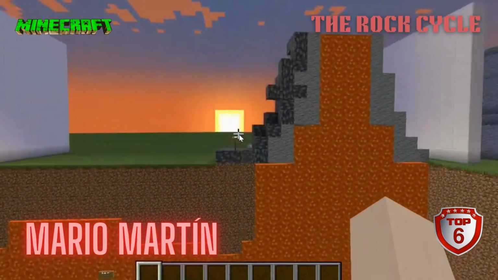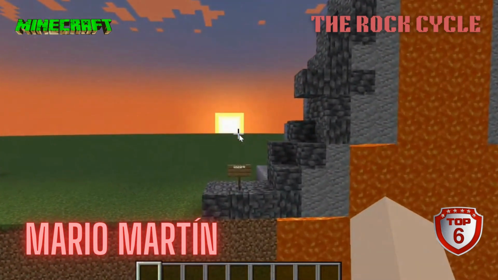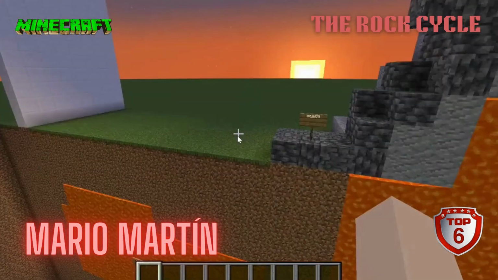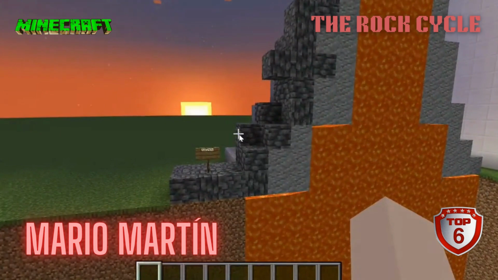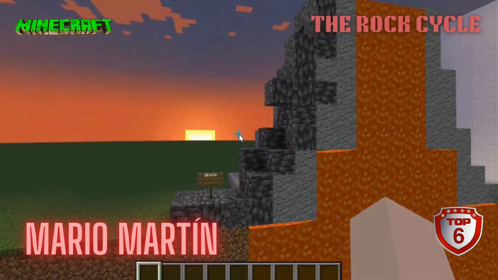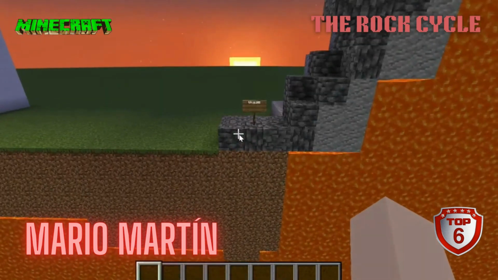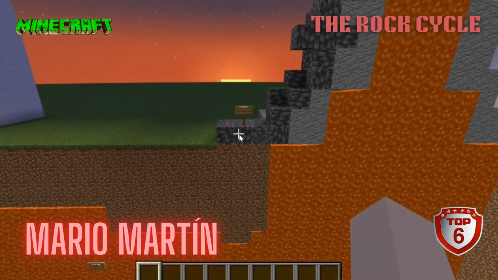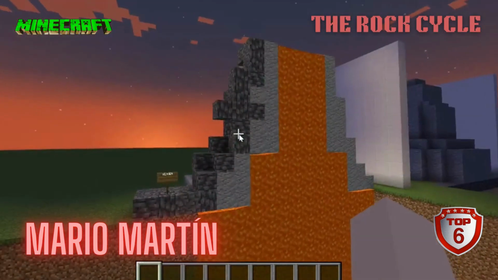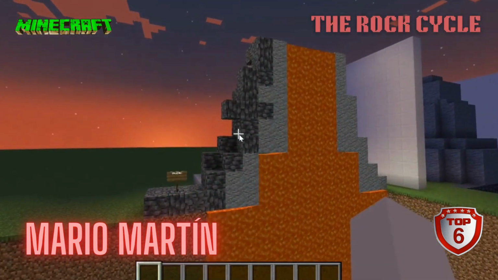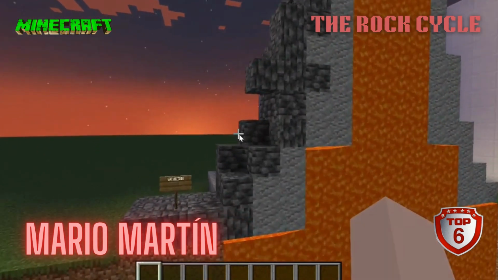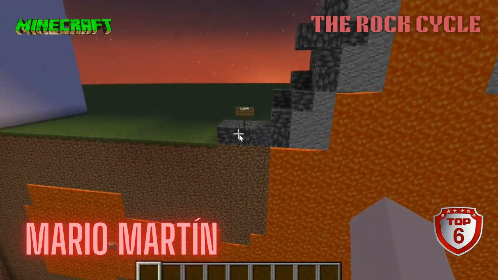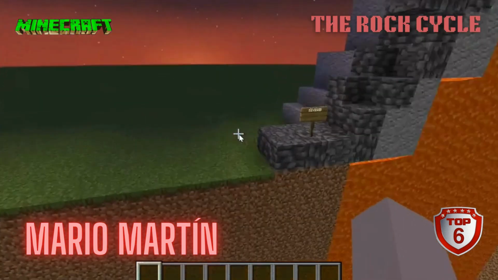The volcanic rocks are formed from lava that cools down and solidifies on the Earth's surface. This process is very quick, so they don't have crystals, or the crystals are very small, microscopic. But sometimes they have holes that we call air vesicles.